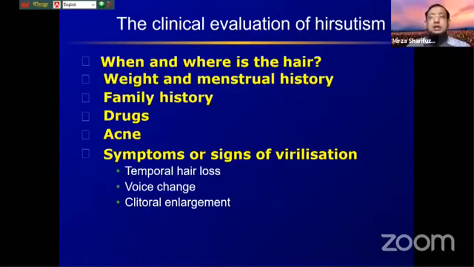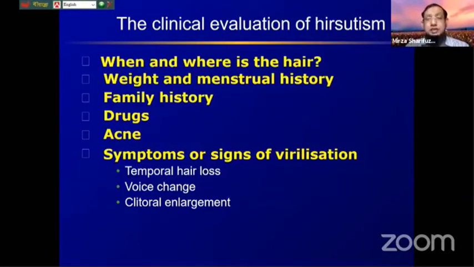Then, how will you evaluate a patient with hirsutism? First of all, when and where is the hair? When is important, because if it developed in childhood, we should look into a congenital cause, like congenital adrenal hyperplasia. But if it developed in and around puberty, it may be a late onset CAH or, commonly, polycystic ovarian syndrome.